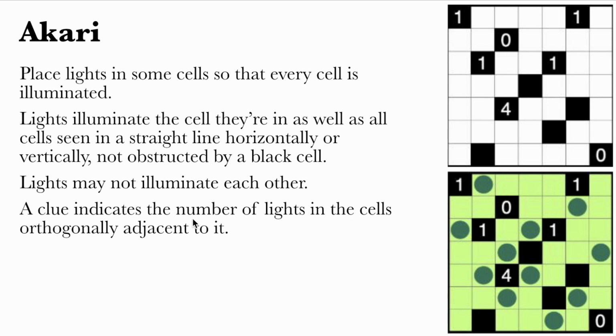A clue indicates the number of lights in the cells orthogonally adjacent to it. Orthogonally in this context just means sharing an edge. So this one clue here must have exactly one light, one green circle, in the 4 cells that it touches. You can also see that it is fine for some black squares to not have a clue number in them. They still function as black cells for the purpose of obstructing the path of the lights.